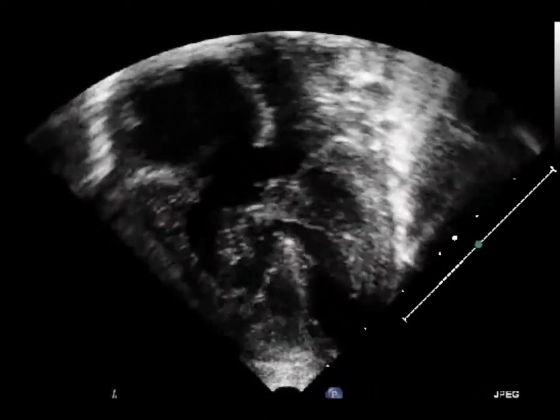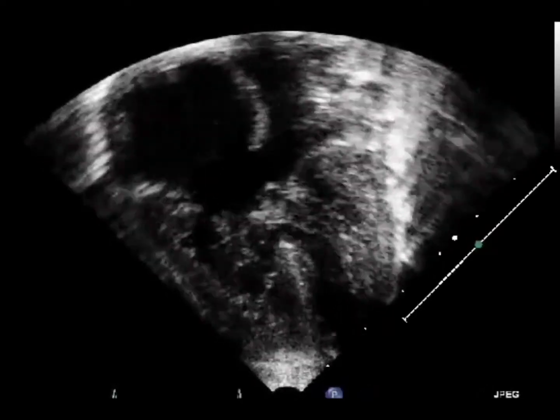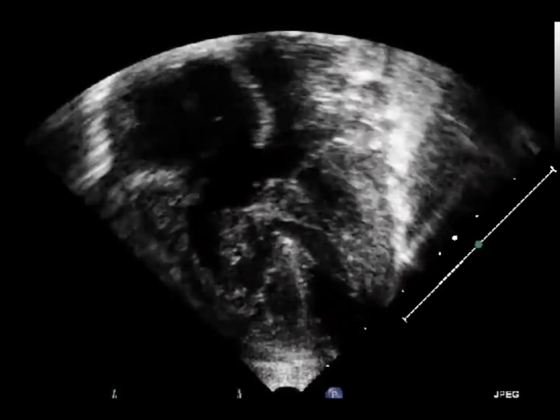This is another apical 4-chamber view. Take a few seconds to read this echo. The slide will advance in 5 seconds.